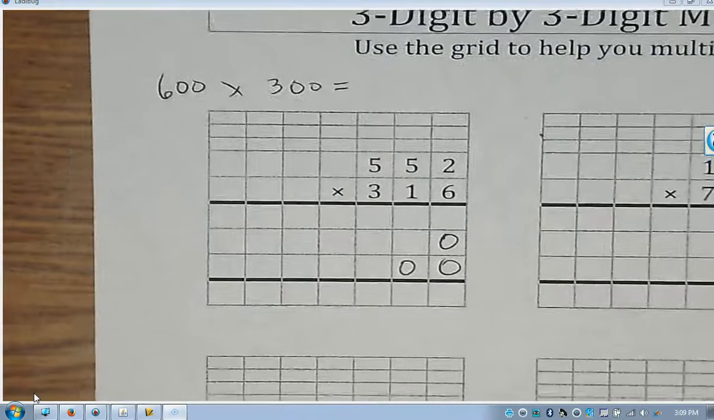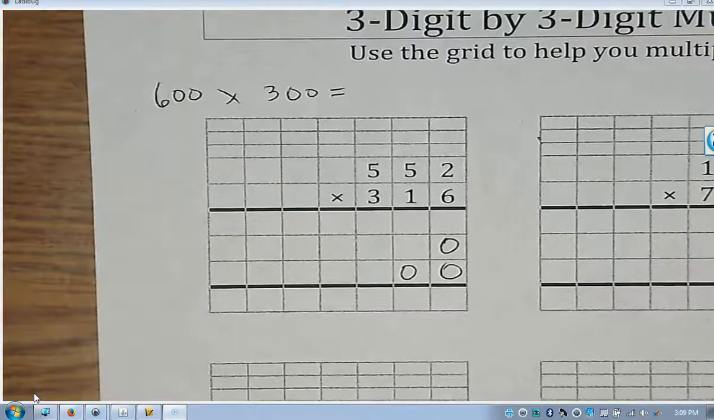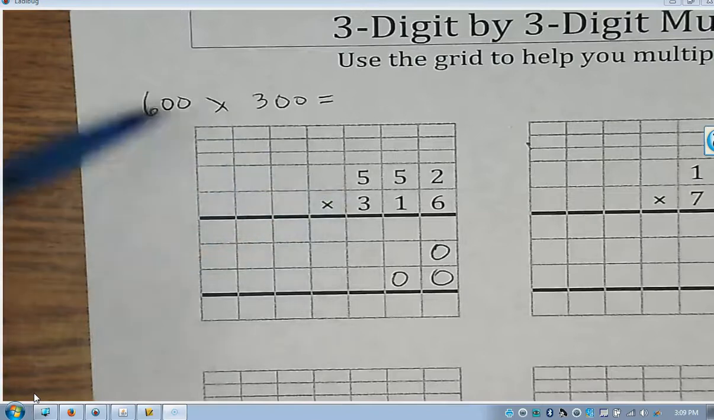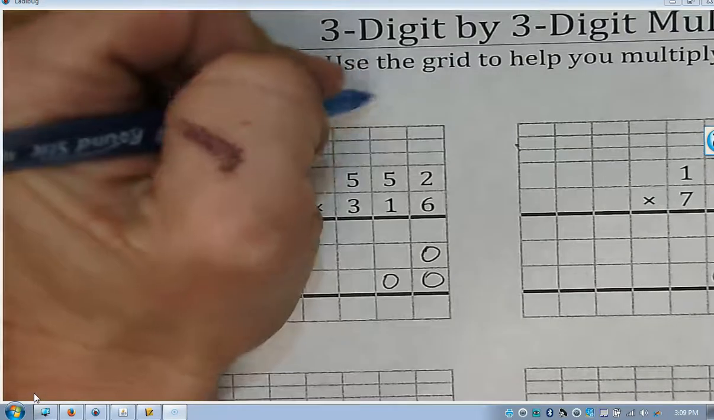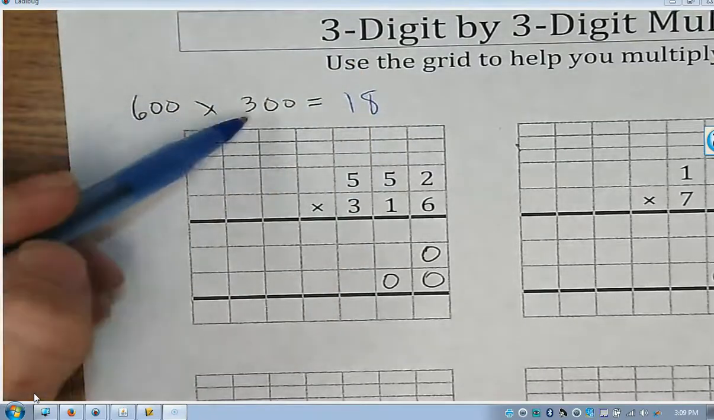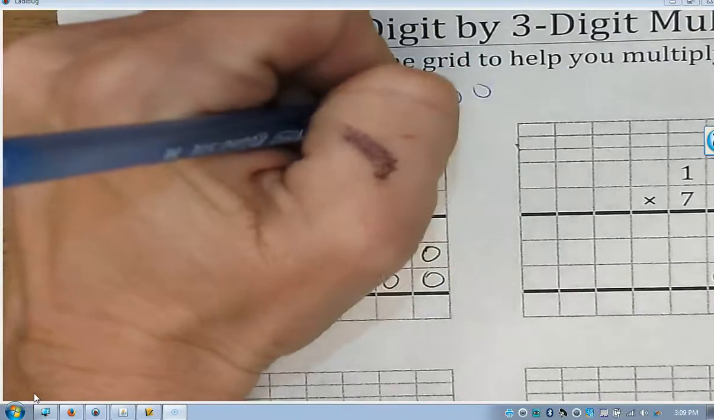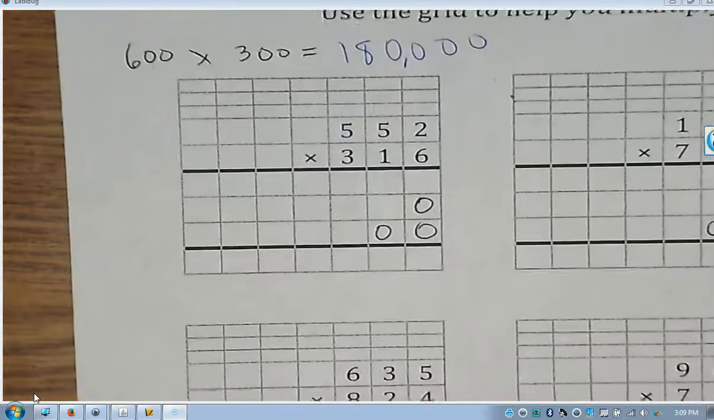All right, so let's focus on this first problem. Okay, so we have about 600, if I round up, times 300. So let's figure out what our answer should be close to before we start. That'd be 18 plus 4 zeros. So I should get around 180,000 when I'm done. Big numbers here. Okay.